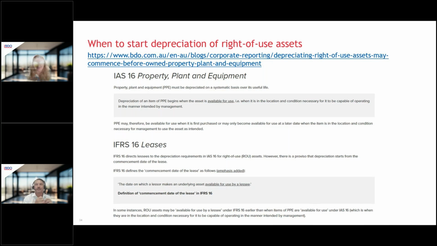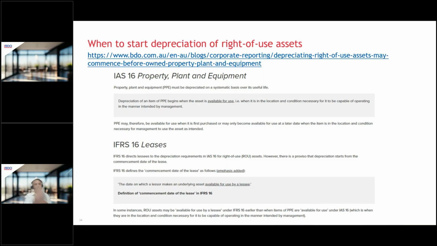When you look at IFRS 16, there's a variation on a theme, but basically it talks about depreciation starting from the commencement date of the lease. And the commencement date of the lease is when the lessor makes the underlying asset available for use by the lessee. Now, this can be tricky because often, especially with property, the lessee will tell you that they haven't even accessed it to do their fit outs yet, but they've been given the keys.